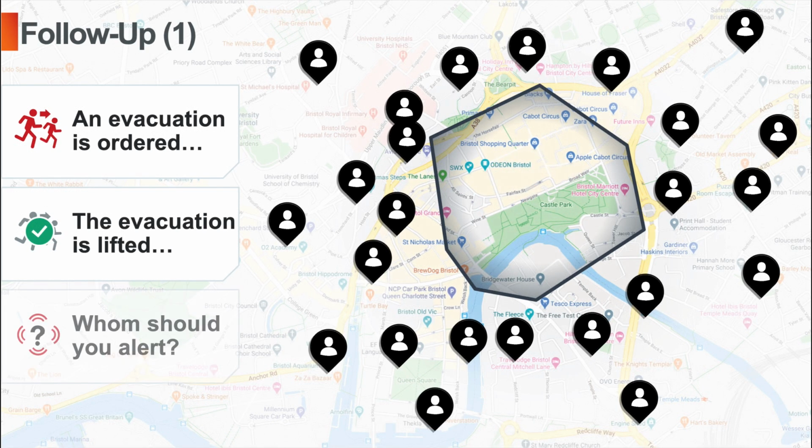Whom should you alert to let them know that the evacuation is lifted and that they should be able to head back to wherever they came from? This would be a very difficult question to answer right now. Let me give it to you from a different perspective.